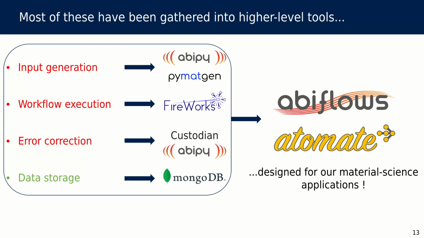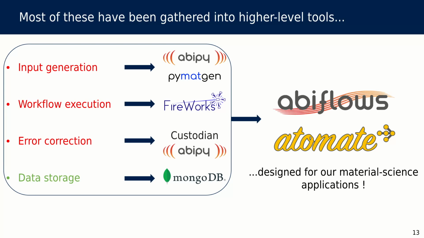So basically either AbiFlows or Automate will generate a set of inputs that are needed. They will create the workflow with all the necessary steps. You just have to tell it what property you want. Then it will use custodian or RBPy to correct the errors if there are any appearing at runtime. And finally, it will store the results in a Mongo database. Now, all that's left for you to do is basically configure fireworks, configure the workers and so on, and then to tell fireworks that it can start the computations.